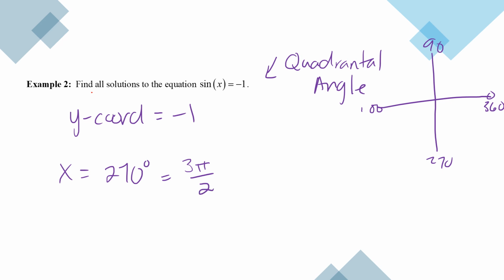Okay, it said all solutions. So this is a singular solution. This would be if only I was from 0 to 2 pi. Does that make sense? However, am I from 0 to 2 pi? No, it said all solutions. So my all solution would have to be 3 pi over 2 plus 2 pi times k.